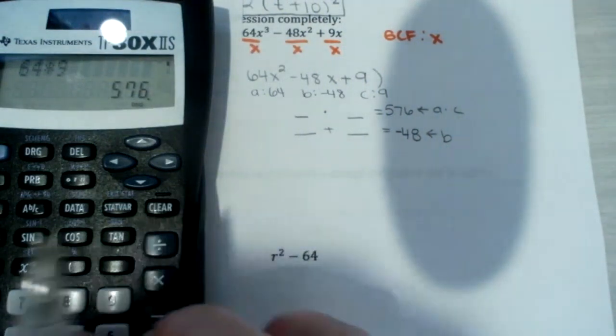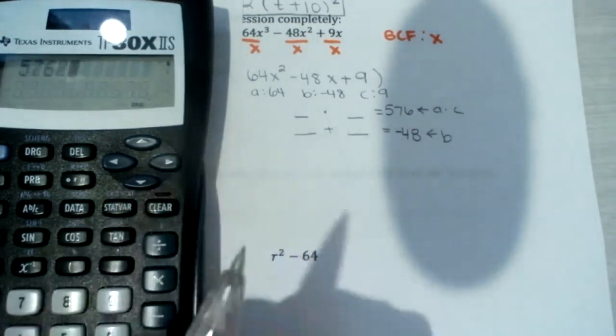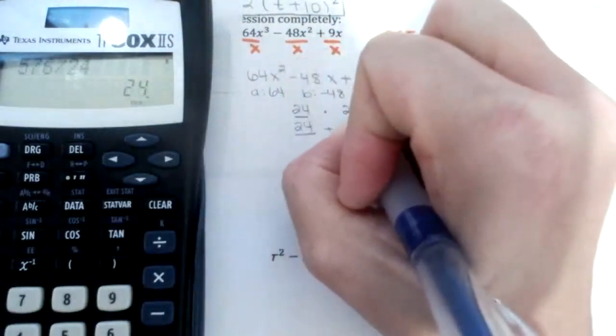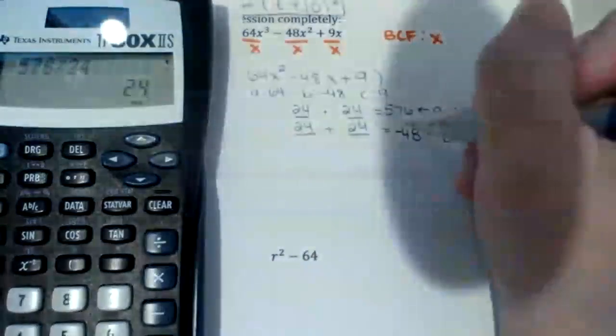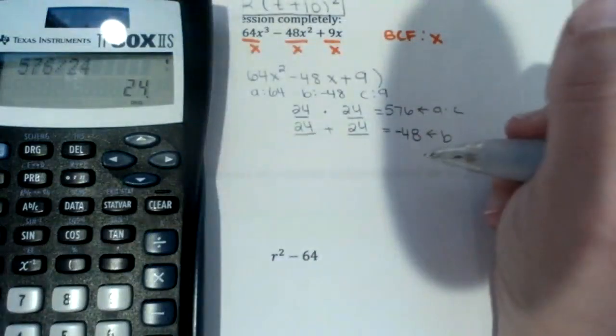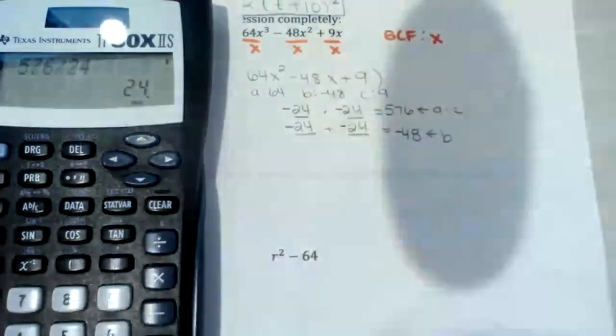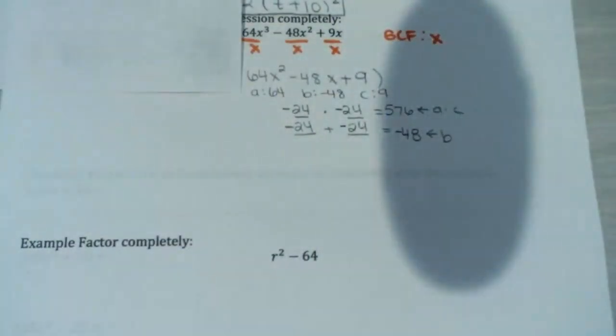So I went down the list and just kept trying numbers. To save you time, I got down to 24. 24 and 24 multiply together to give me 576, and I know they can add together to give me 48. In order to multiply together to be positive 576, they had to have the same sign, but in order to add together to be negative 48, they both should be negative. So negative 24 times negative 24 is positive 576. Negative 24 plus negative 24 is negative 48. All right, good. Hard part's done.